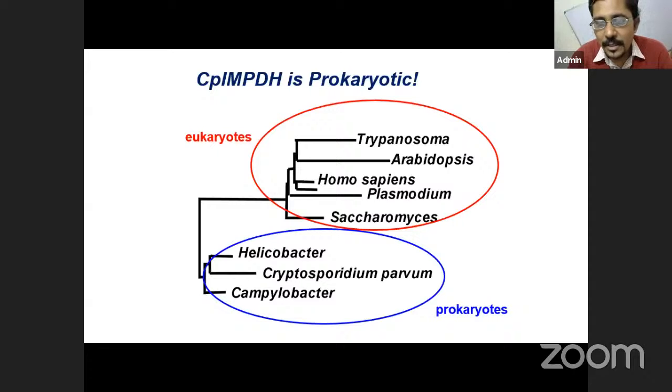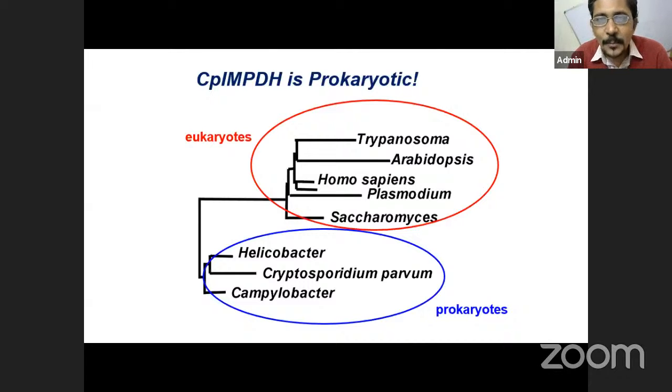Cryptosporidium, Helicobacter, I'm not sure whether you might have heard about Helicobacter. It is a common pathogen which causes gastric acidity, and if it persists for a long time, it can cause gastric cancer as well. So Helicobacter again is a prokaryotic pathogen. And Campylobacter is another one.